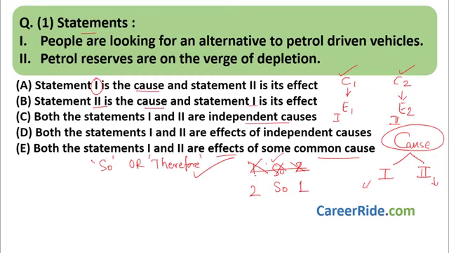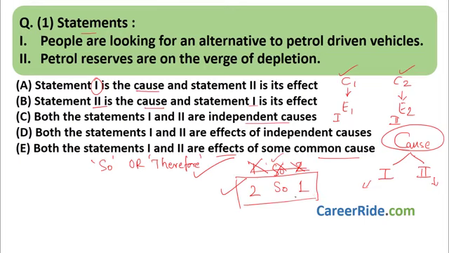Let us try the other way around. Sentence 2, therefore sentence 1. Petrol reserves are on the verge of depletion, therefore people are looking for an alternative to petrol driven vehicles. Now this makes absolute sense: petrol reserves are on the verge of depletion, so only people are looking for alternative to petrol driven vehicles. Now this makes sense. So this is the sentence we need to consider.